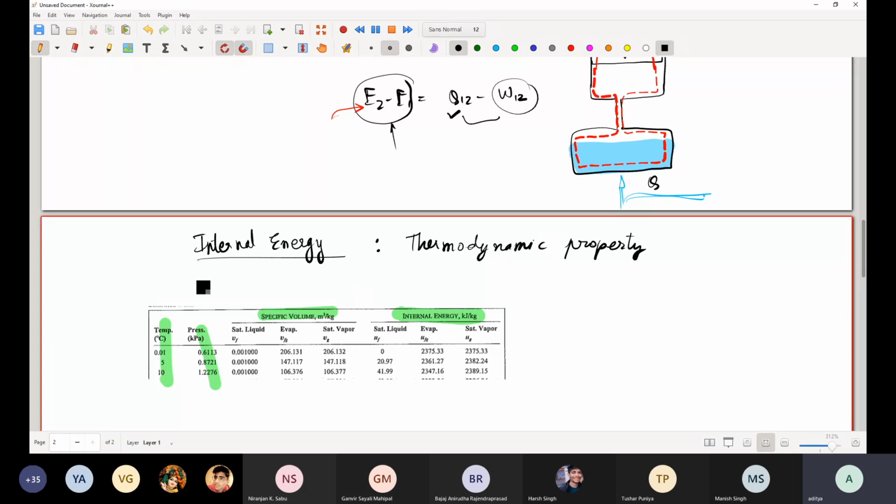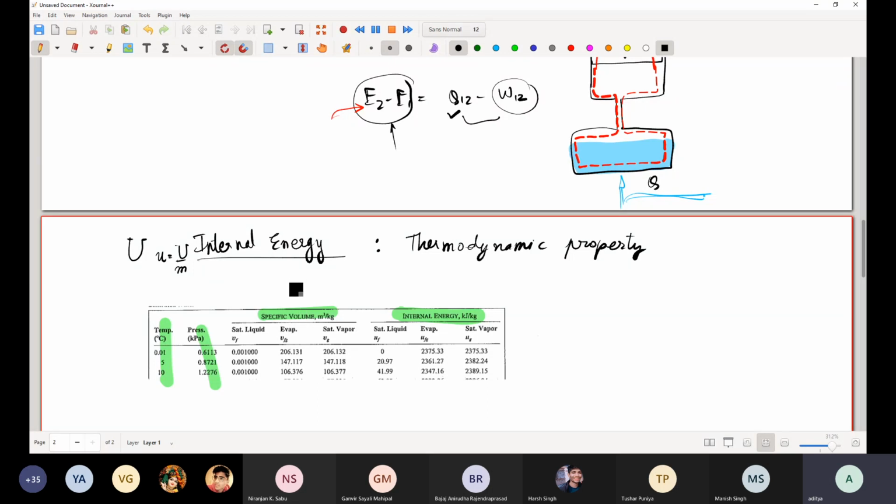Okay, so we denote internal energy by the symbol U. Total internal energy will be U. Specific internal energy will be small u, which is the capital U over the mass of the system. And U is an intrinsic property of the system.